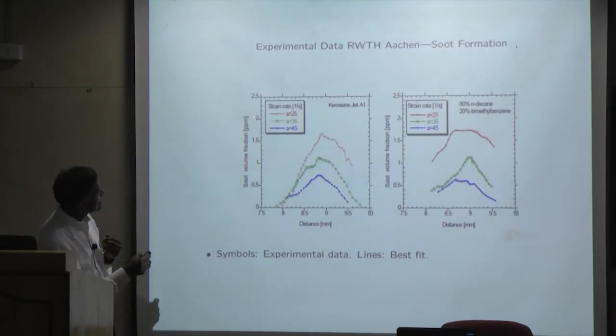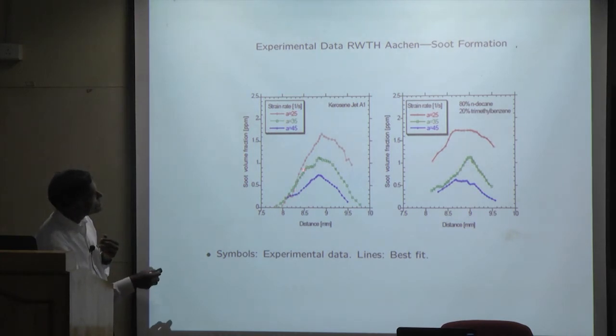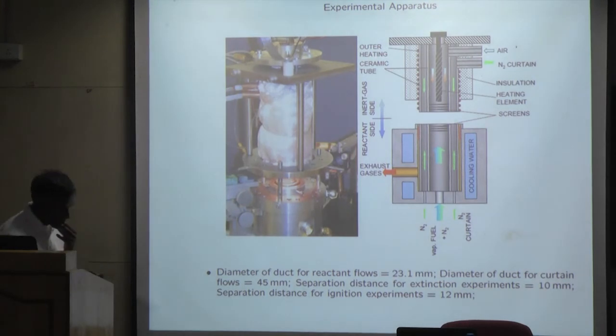This is the soot volume fraction as a function of distance, for different strain rates. You can see that the surrogate very accurately reproduces the volume fraction of soot as well. So this is the experiment that we did.